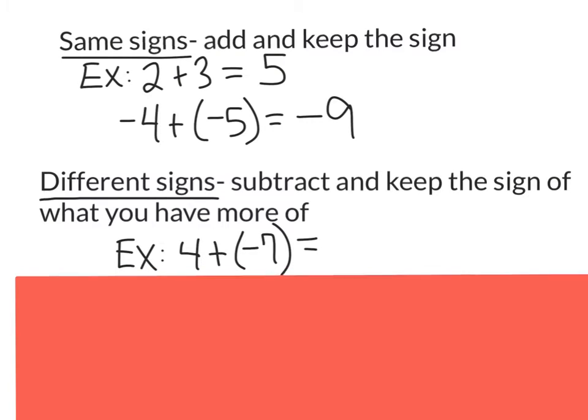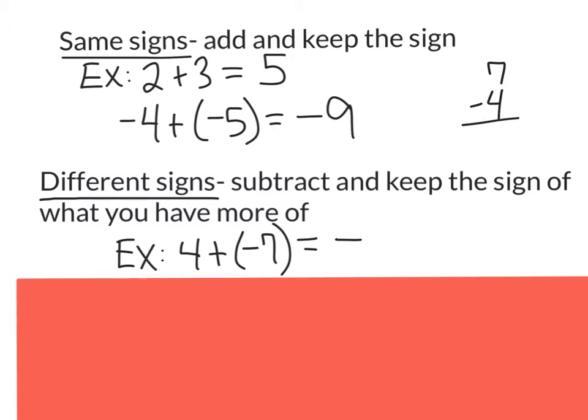So for 4 plus -7, we can see that we have more negatives than positives. So our answer is going to be negative. And then if you just ignore the signs for a minute, and you think we had 7 negatives and we had 4 positives. 7 minus 4 is 3, that means you have 3 more negatives than positives, so you would get -3.